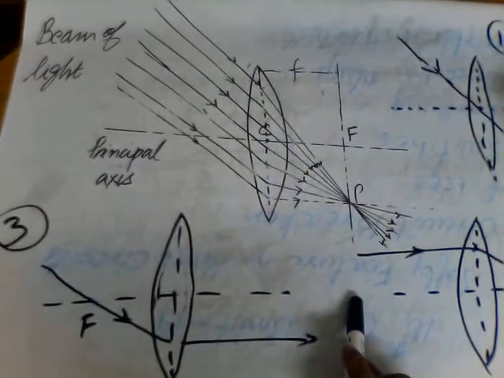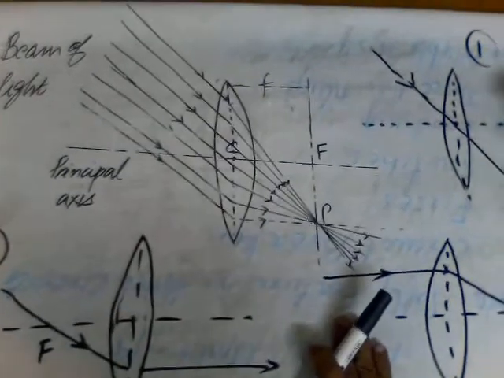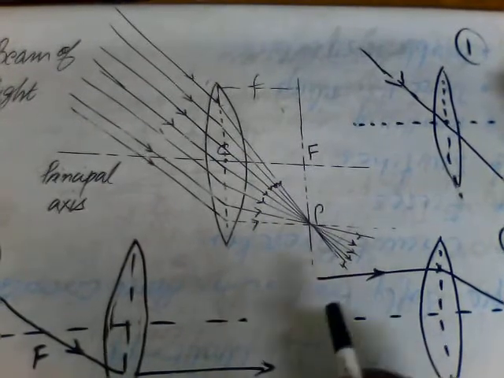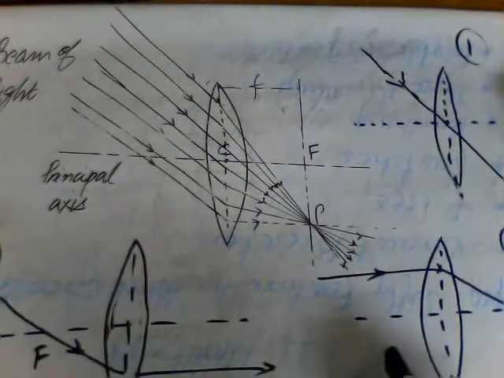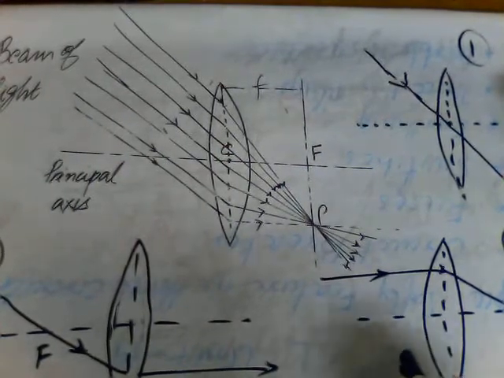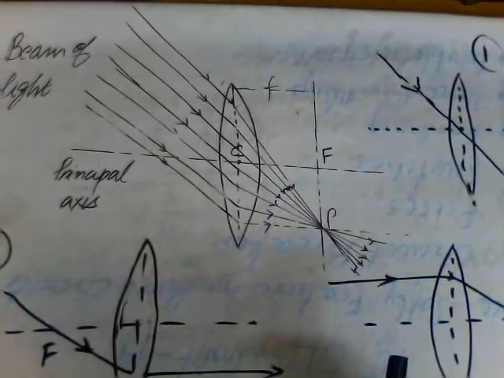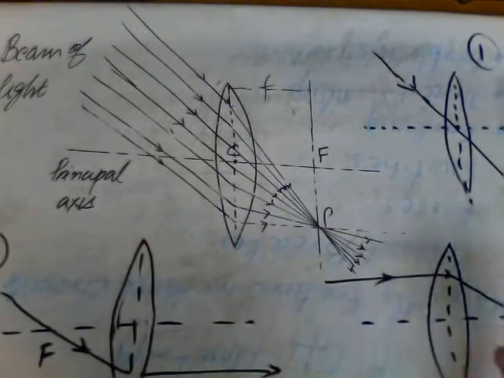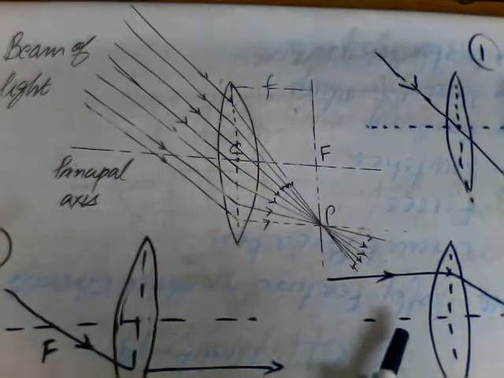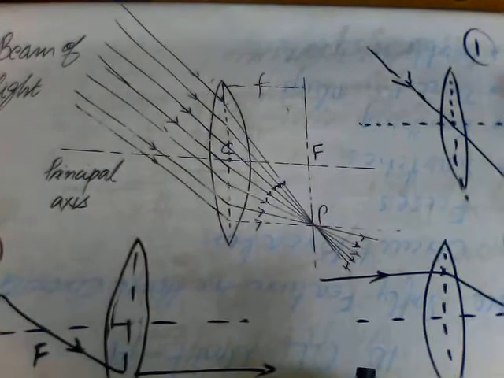So, while we study image formation, we have to first learn by heart how these light rays behave, how they refract through the converging lens. Verbally, you must learn this, everybody. Otherwise, in the next topics, mainly image formation, you will not be able to learn.